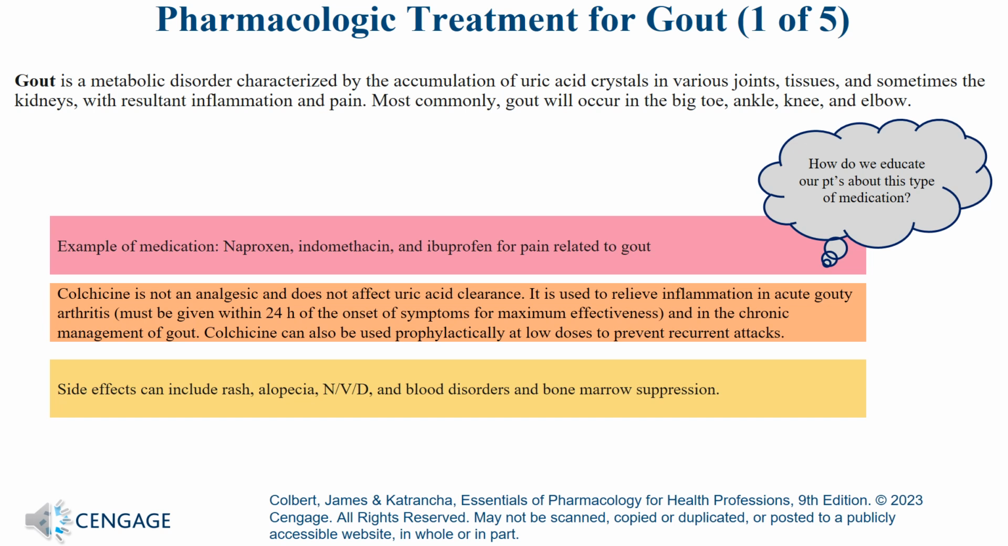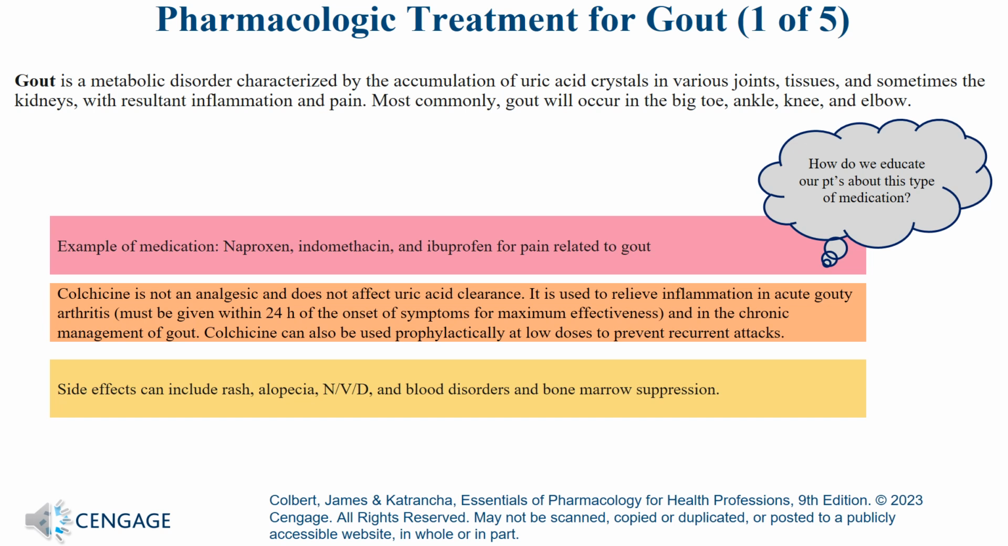Alright, now we're going to talk about gout. Gout is a metabolic disorder characterized by the accumulation of uric acid crystals in various joints, tissues, and sometimes the kidneys, with resultant inflammation and pain. Most commonly, gout will occur in the big toe, ankle, knee, and elbow. Some of your medications are naproxen, indomethacin, and ibuprofen for pain.